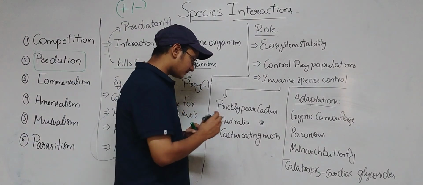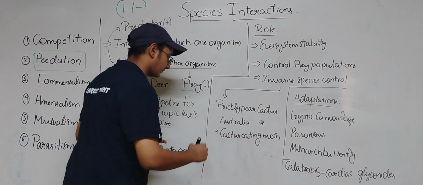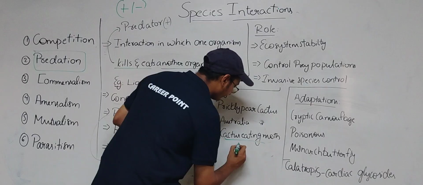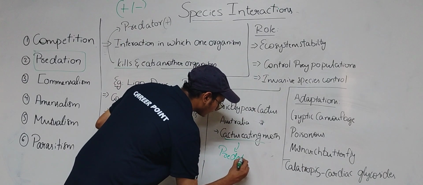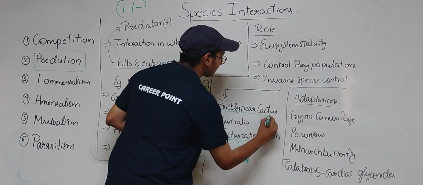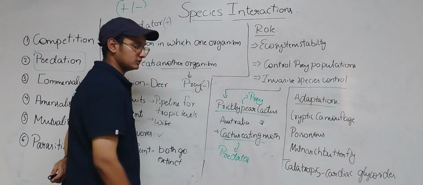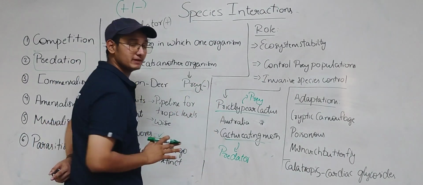Understood? So here, this is the predator, and here, this is the prey. This feeds on this. So one became a predator and the other became a prey.